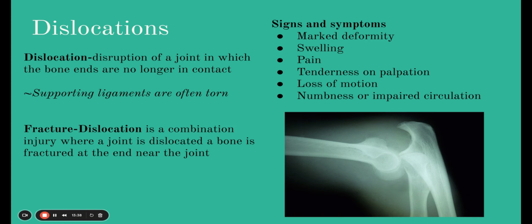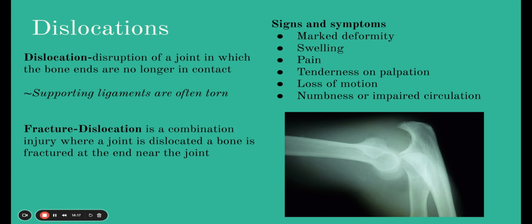So some signs and symptoms of dislocations, a lot of them are the same as a fracture. Marked deformities, swelling, pain, tenderness upon palpation, loss of motion, numbness or impaired circulation. It can sometimes be very difficult to differentiate between a dislocation and a fracture in the field. But the treatment for both would be the same: to immobilize the injury and try to minimize pain as much as we can. Sometimes it's a combination when you have a fracture dislocation.